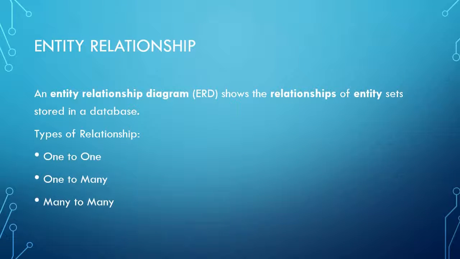Next, let's talk about entity relationship diagrams. An entity relationship diagram is a way to represent your database and show the relationships between different entities. Employee is an entity, department is an entity, and the project that the employee is going to work on is a different entity, and how all these entities are related together.